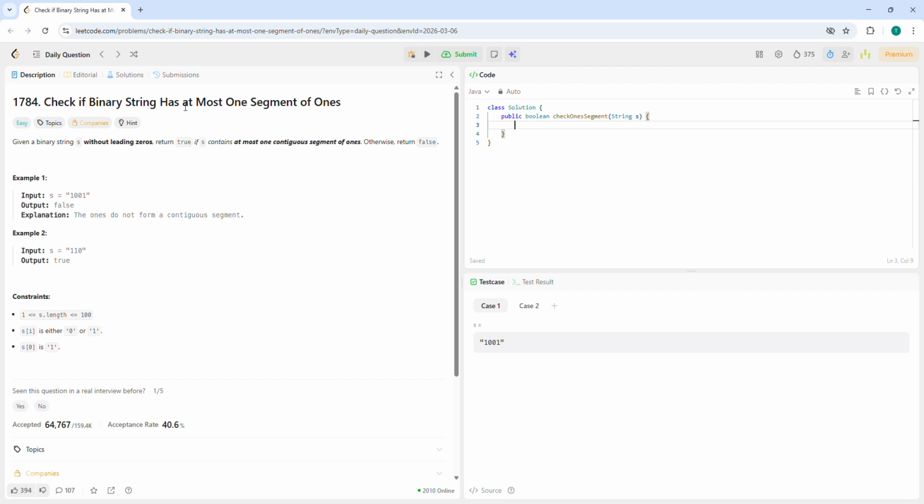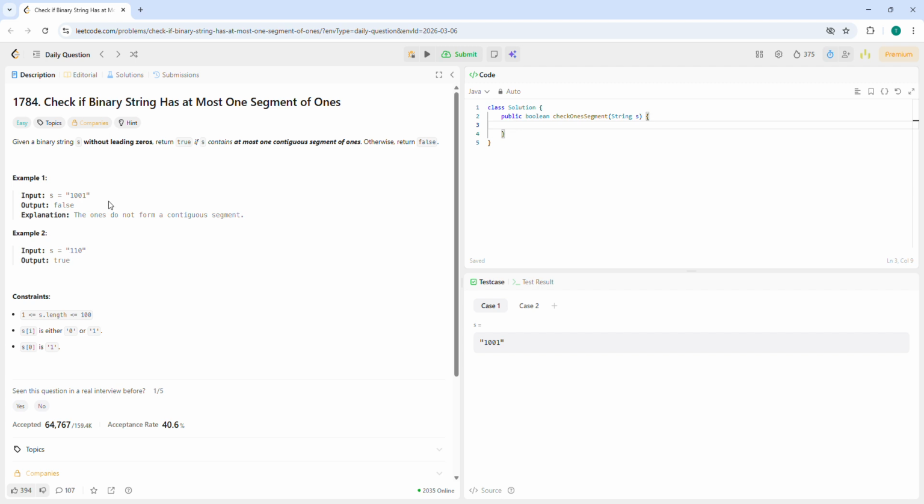Check if binary string has at most one segment of ones. Given a binary string S without leading zeros, return true if S contains at most one contiguous segment of ones, otherwise return false. So we have the example of the string 1001. It does not form a contiguous segment of ones, so therefore return false. In example 2, we have 110, return true because we have 11, which is a contiguous segment of ones.